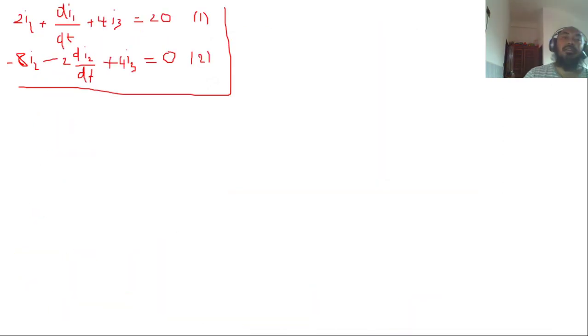Okay, let's try it again. Let's continue. So we have this. If we would like to omit I3, we can multiply this one with minus, and multiply with this one. So we multiply with negative here with everyone.